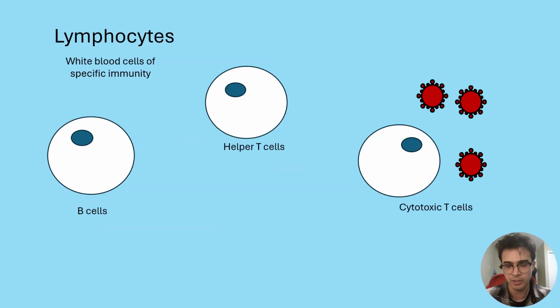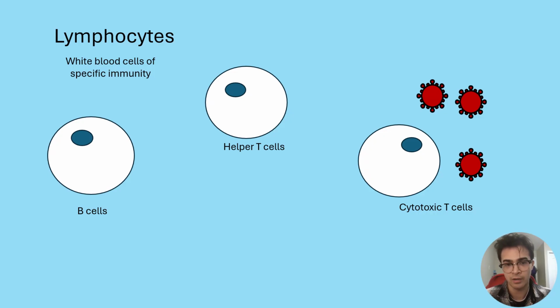So now we're going to talk about the parts of the specific immune system. And these are composed of cells called lymphocytes. Remember, there's a big difference between lymphocytes and phagocytes. Phagocytes are a part of the innate immune system and eat anything that isn't a part of the host, while lymphocytes are very targeted. They target the pathogen that made it past the first two defenses.